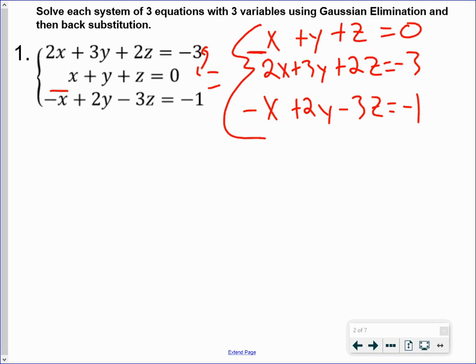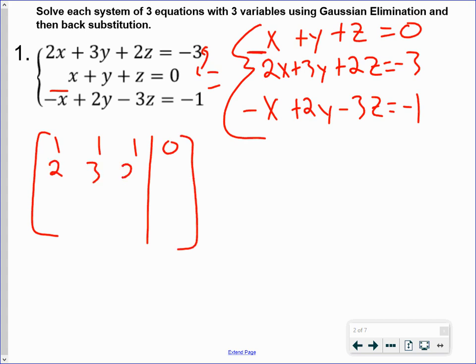So now we're going to take the system of equations and put it into a matrix. We're going to use all the coefficients and put them into a matrix. So the first row becomes 1, 1, 1, 0. The second row becomes 2, 3, 2, -3. And the third row becomes -1, 2, -3, and -1.